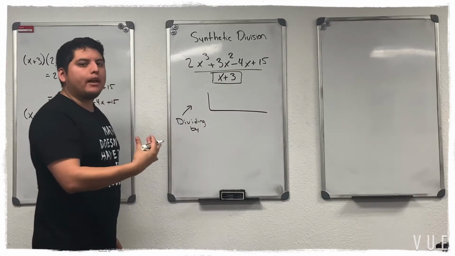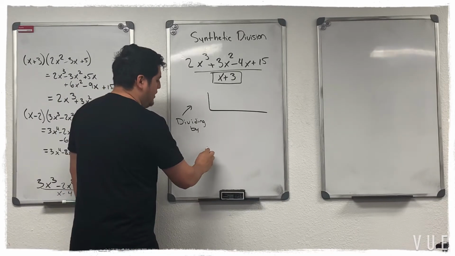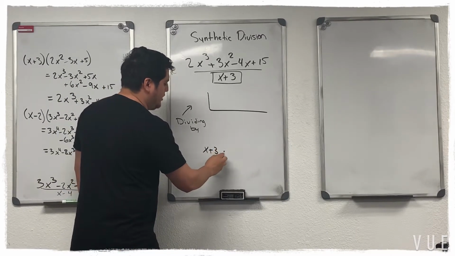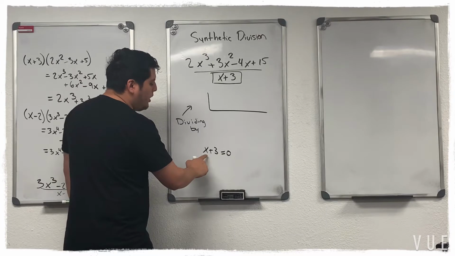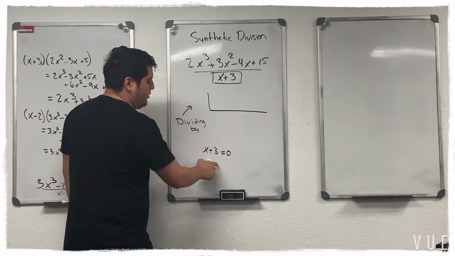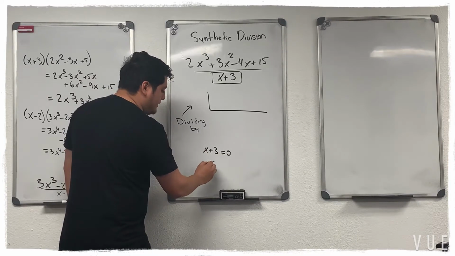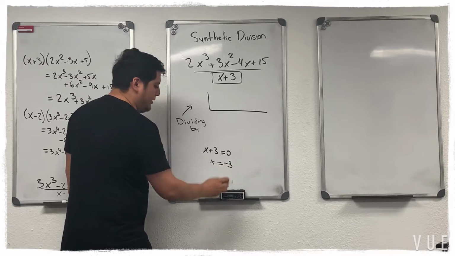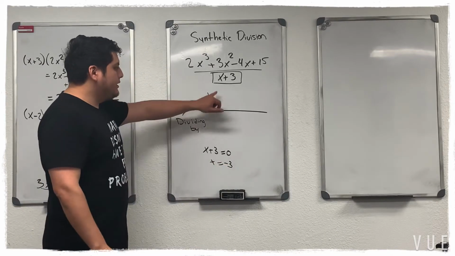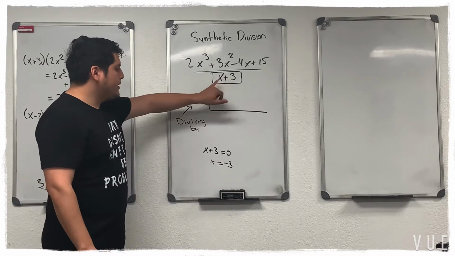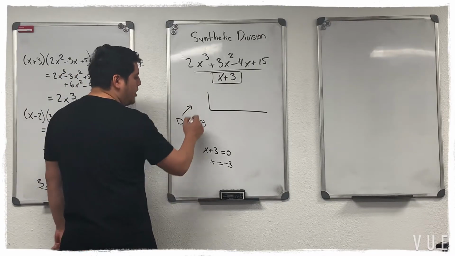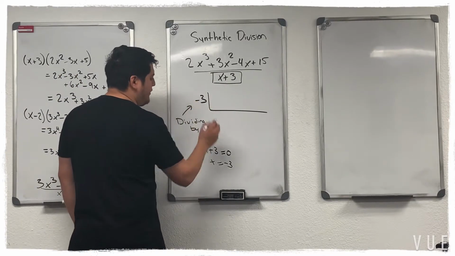What do I mean by that? x plus 3 equals 0. What will make this equation equal to 0? Only if x equals -3. If x equals -3, this divisor right here is going to be equal to 0. So the number that we're going to plug in is going to be that -3.